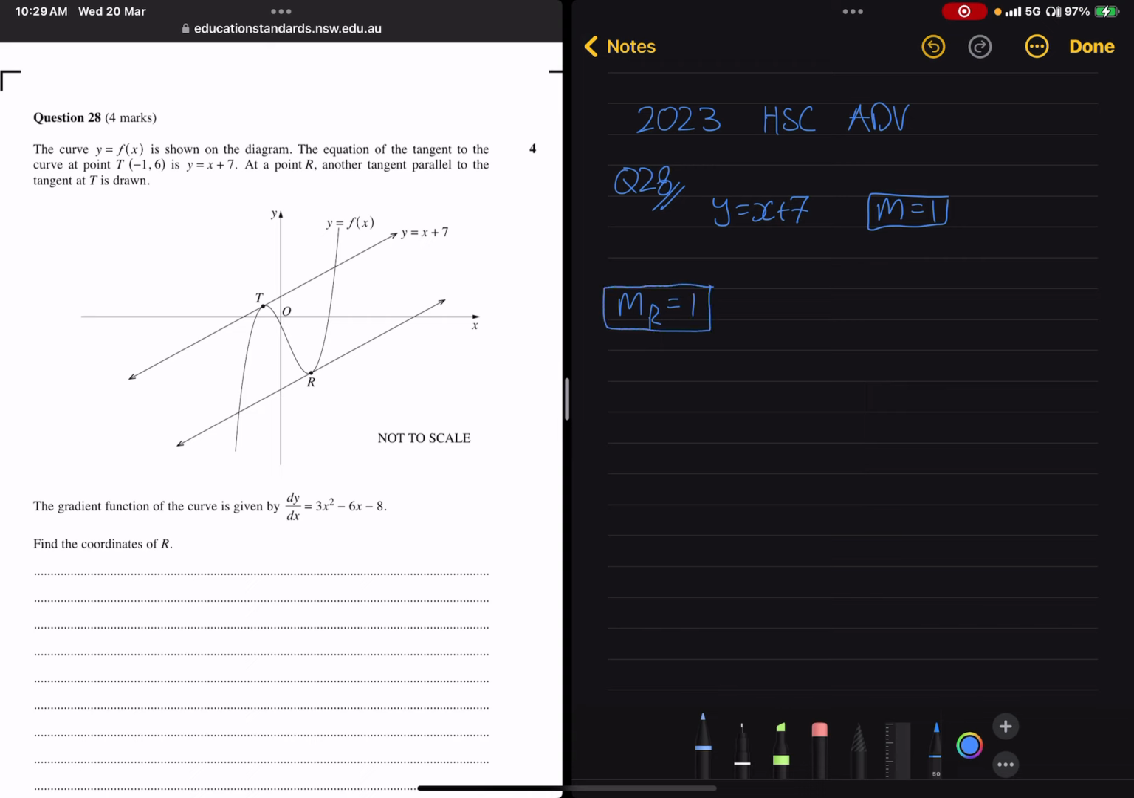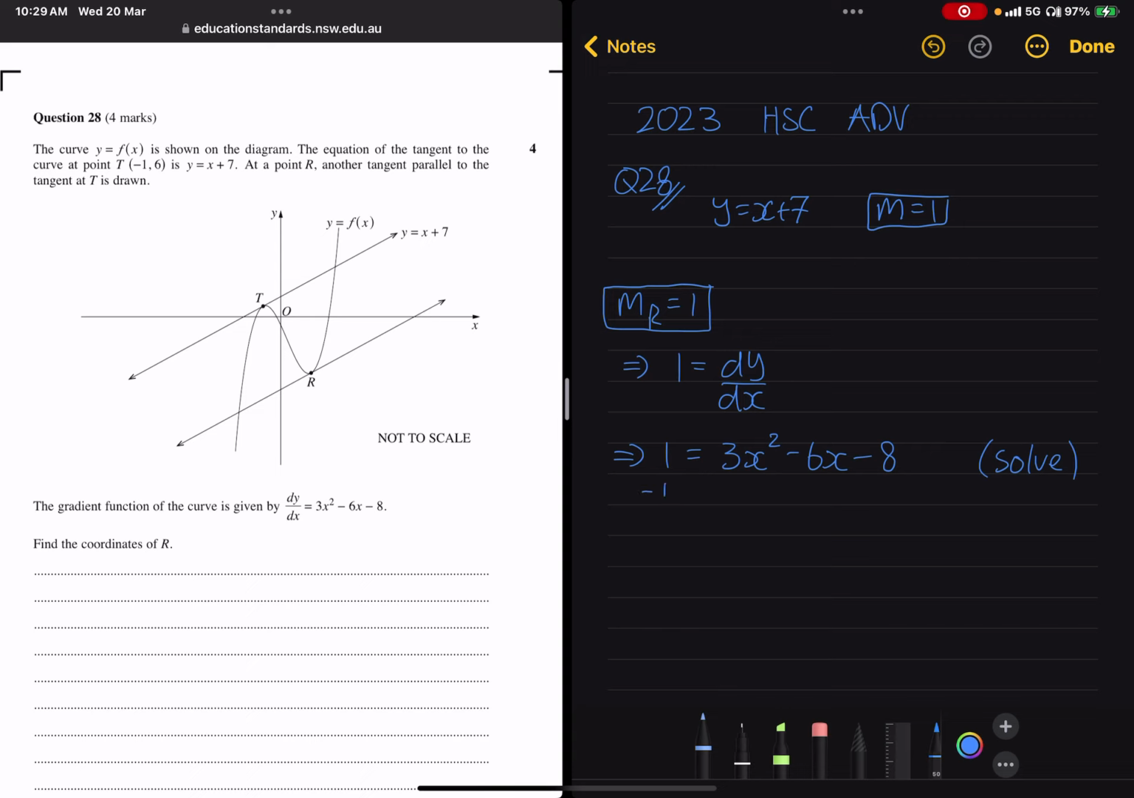But this is the value of the derivative at the point R, because the derivative gives you the slope of the tangent. So this implies that 1 is equal to dy/dx, and this implies that 1 is equal to 3x squared minus 6x minus 8. We know this because we've been told that this is in fact the gradient function. So now all we need to do is solve this.